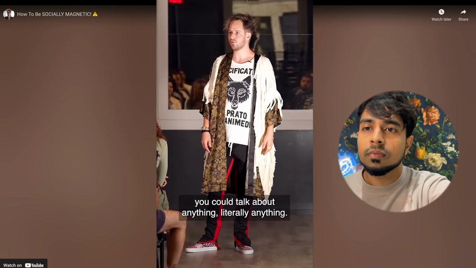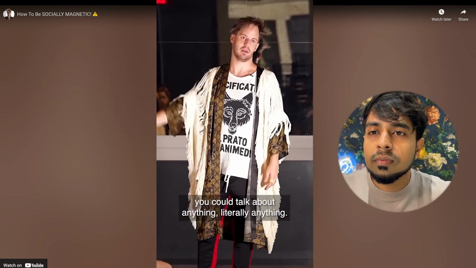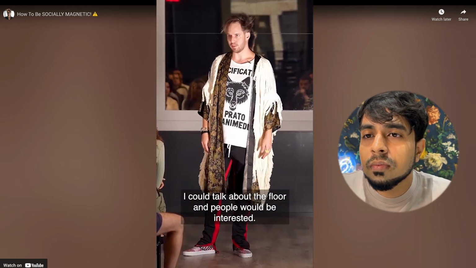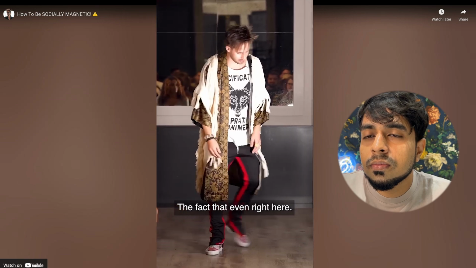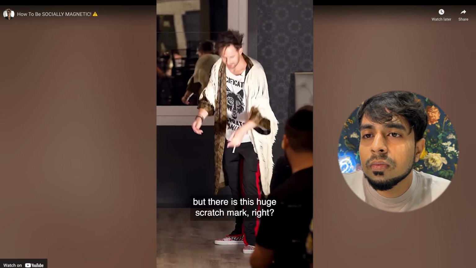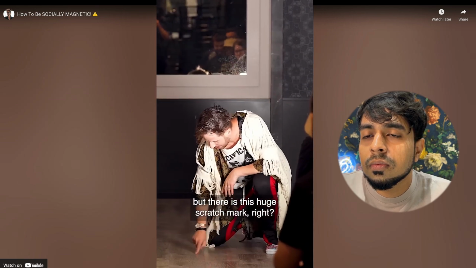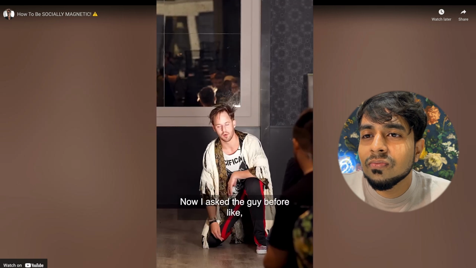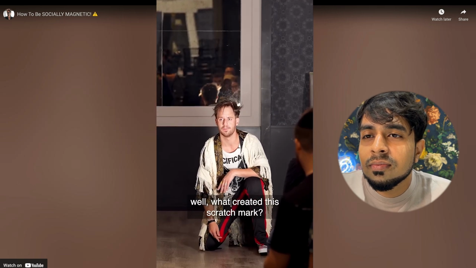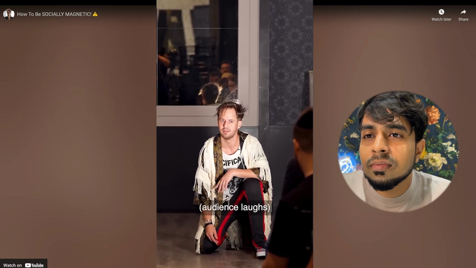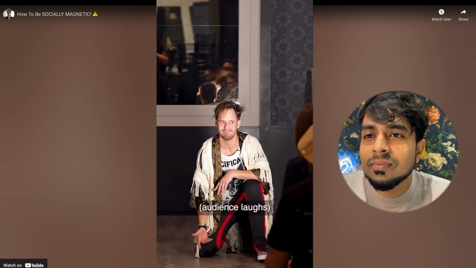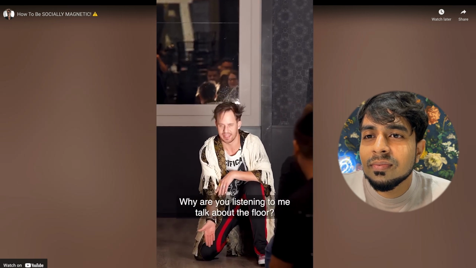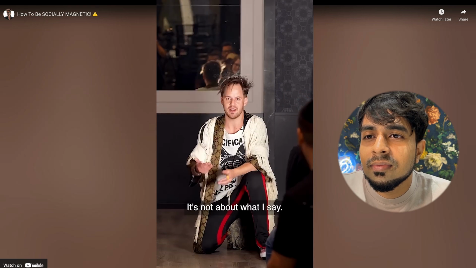When you feel good about yourself, you could talk about literally anything. I could talk about the floor and people would be interested. The fact that even right here, you can begin, but there is this huge scratch mark, right? You see it? And it kind of trails off here. Now, I asked the guy before, like, well, what created this scratch mark? Why are you still listening? Let that land. Why are you listening to me talk about the floor? It's not about what I say.